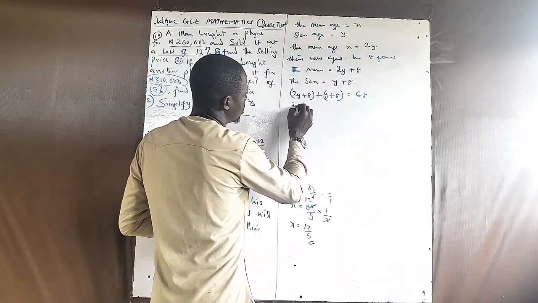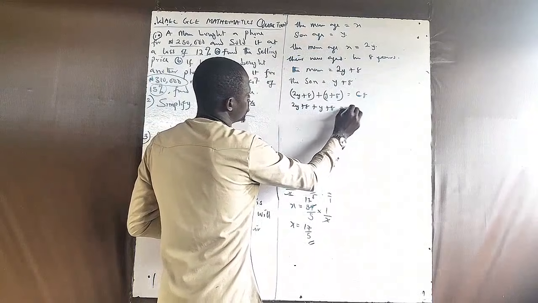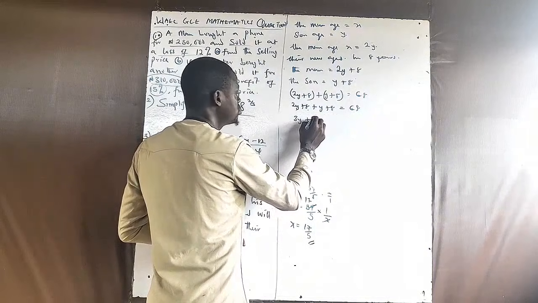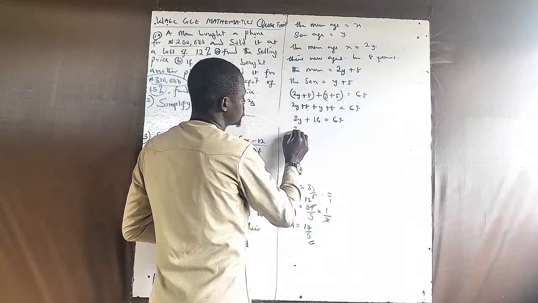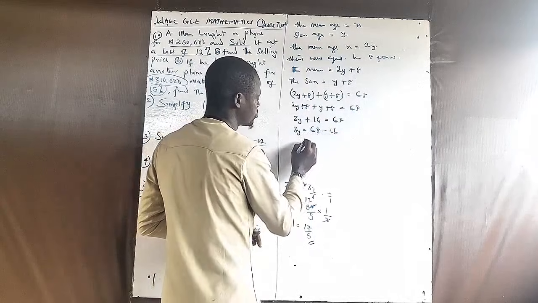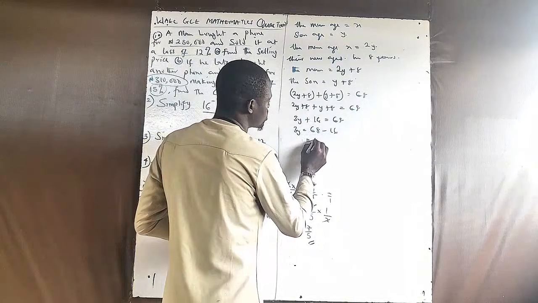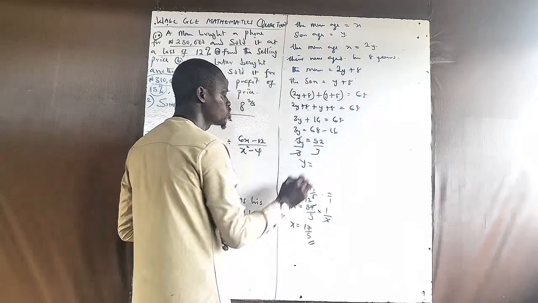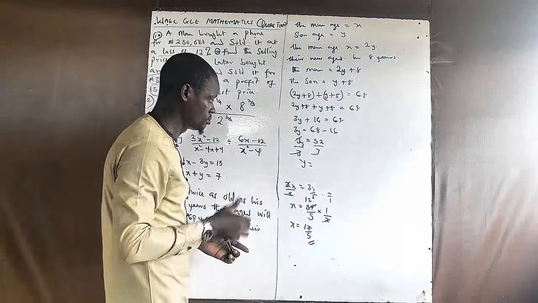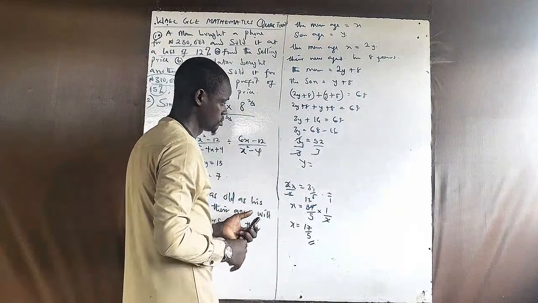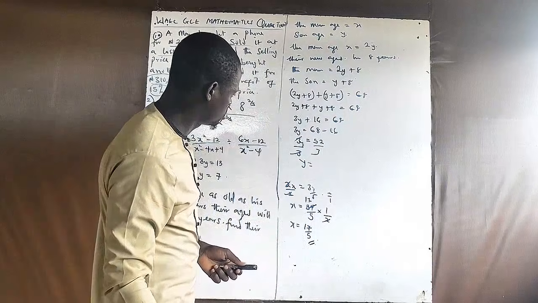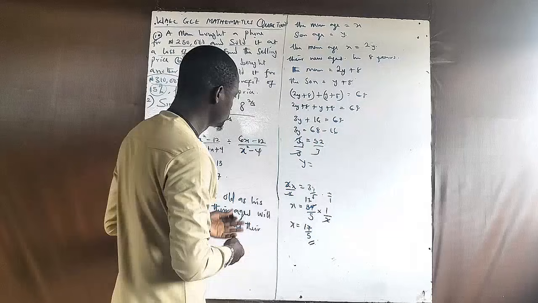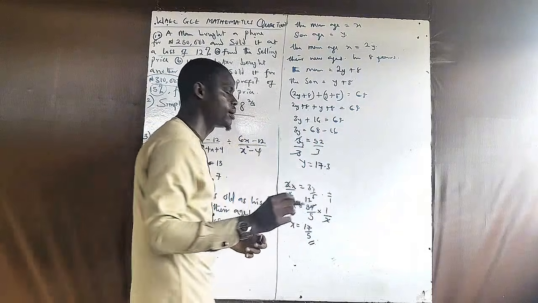From here, I have 2y plus 8 plus y plus 8 equals 68. So I have 3y plus 16 equals 68. So 3y equals 68 minus 16, and 68 minus 16 gives 52. So 3y equals 52; divide both sides by 3. Then my y will be equal to 52 divided by 3, that will be 17.3.